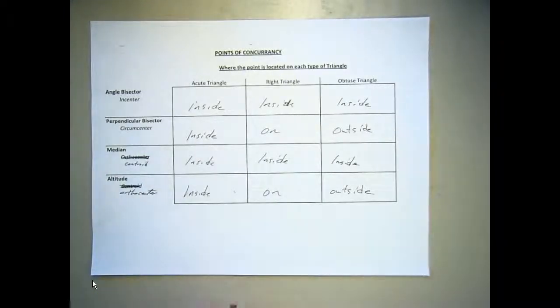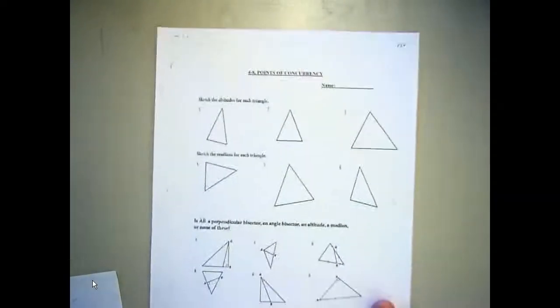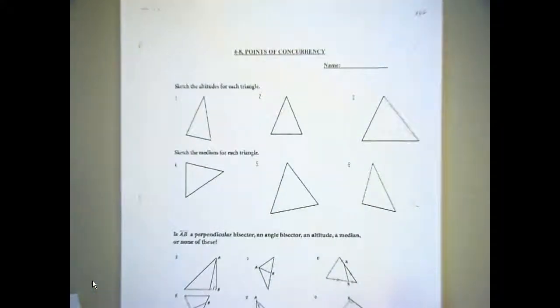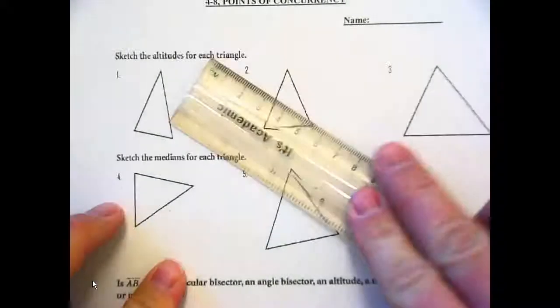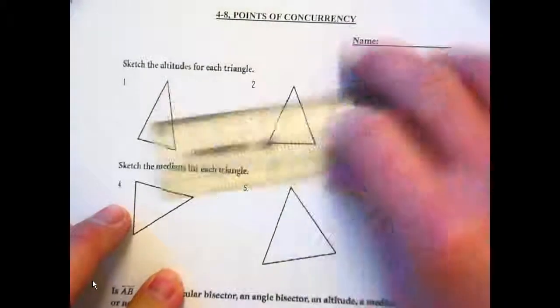Hey, so you've got your summary of the points of concurrency that you finished up, and you've been working on this worksheet. Realize that the altitudes aren't easy to find, at least not at first. So just a quick reminder as you're going through it, take your right angle.